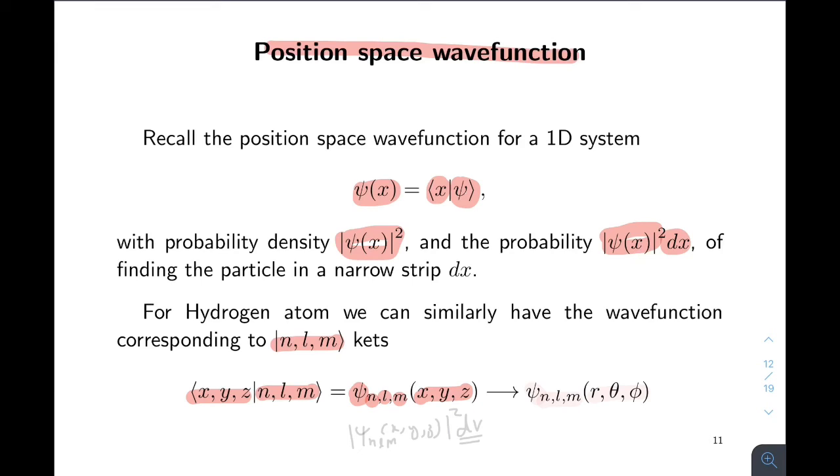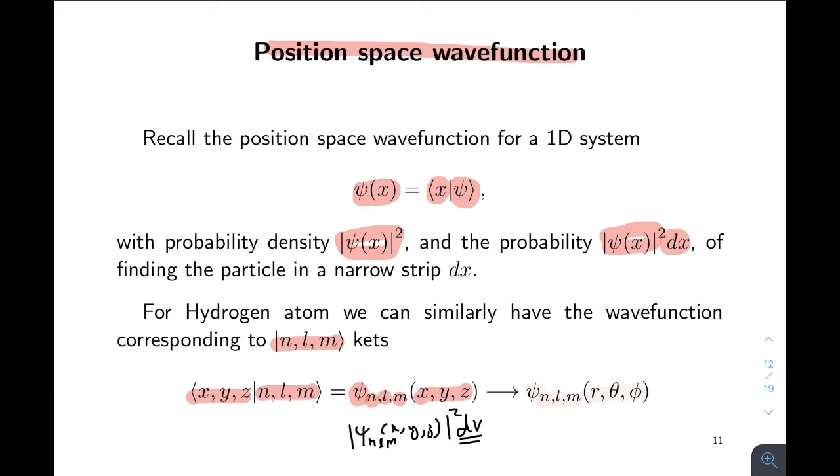We can now take psi NLM of x, y, z mod square to be the probability density in 3 dimensions, and this probability density times a volume element dV will be the probability of finding the particle at the position xyz in a small volume element dV. You must appreciate that this picture is very different from the Bohr atomic model, in which the electrons are moving around the nucleus in fixed orbits.